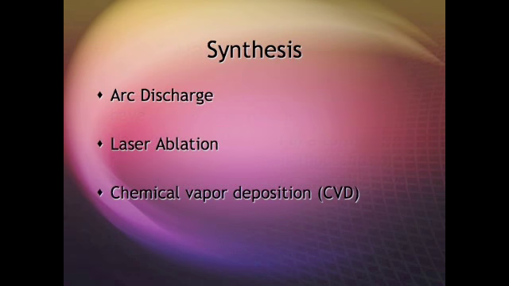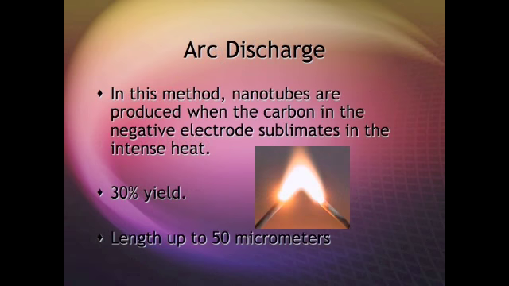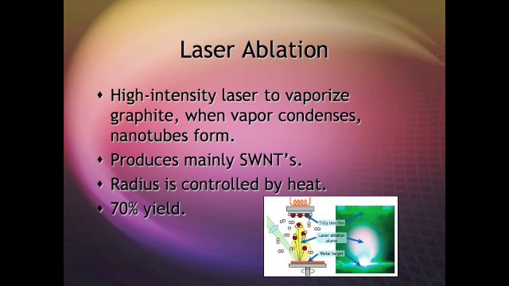Now on to how nanotubes are formed. Nanotubes can be synthesized by either arc discharge, laser ablation, or chemical vapor deposition. The first way that carbon nanotubes can be synthesized is through arc discharge. This takes place when carbon nanotubes are produced when the carbon in a negative electrode sublimates in the intense heat. Although this is how carbon nanotubes were originally discovered, it only creates about a 30% yield, and carbon nanotubes about 50 micrometers long.